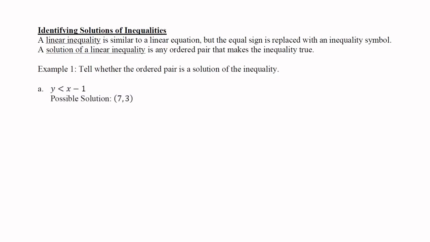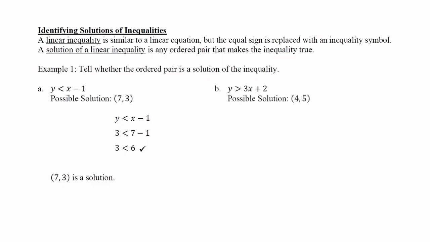So here we have y is less than x minus 1. A possible solution is the point (7, 3). To see whether or not this is a solution, you simply take your inequality, plug in 3 for y and 7 for x, and see if what we have is true or false. In this case, we have a true statement. 3 is less than 6. So the point (7, 3) is a solution.